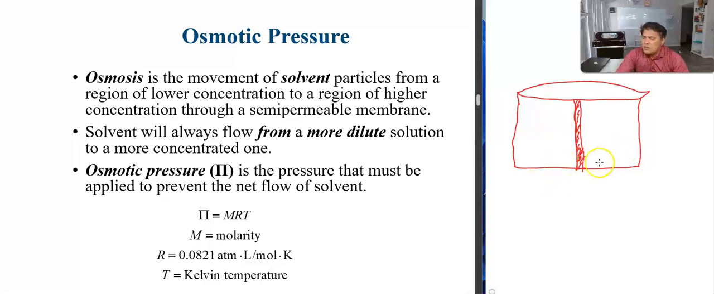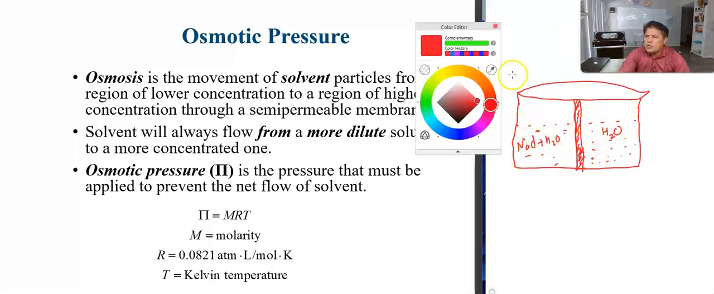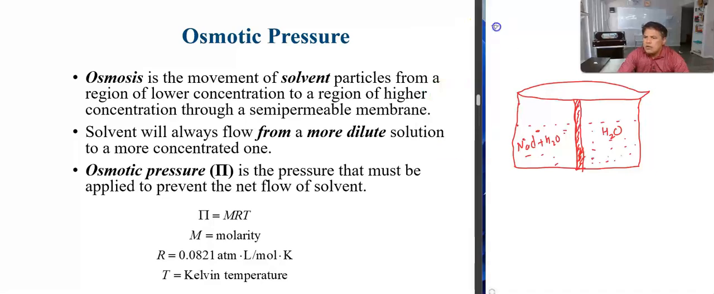Now let's put the solvent here, just the water, and here you put sodium chloride plus water. To distinguish sodium chloride and water, let me put the sodium chloride in blue color. So on the left-hand side you have sodium chloride and water. Sodium chloride is blue and water is this.